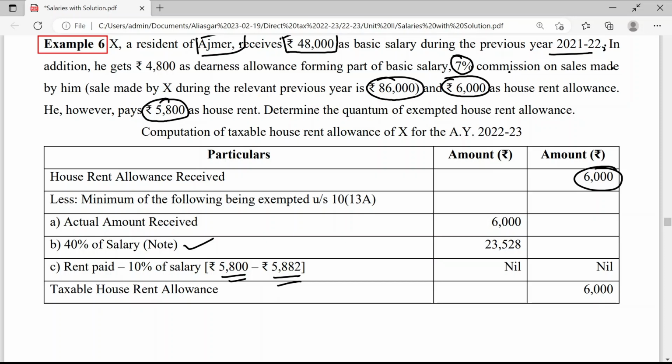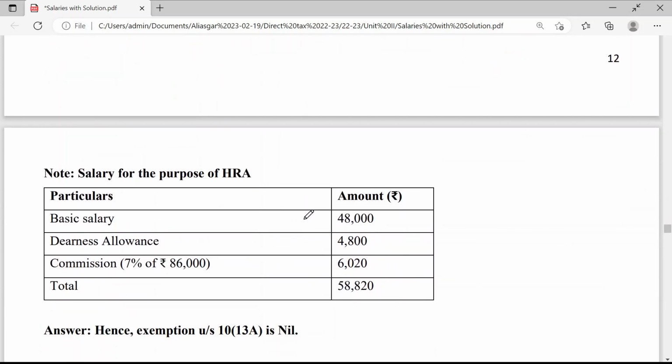Now here two things are important. The second step is 40% of salary, and in the third step also 10% of salary. So before doing that, you have to find out the total salary. So here we will do the calculation of salary. Salary for the purpose of HRA, particulars, amount in rupees. What is basic salary? 48,000. What is dearness allowance? 4,800. Commission, that is 7%, because here we are talking about the commission which is received by the employee on the turnover achieved by him. So 86,000, if you make 7% of it, you will get 6,020.